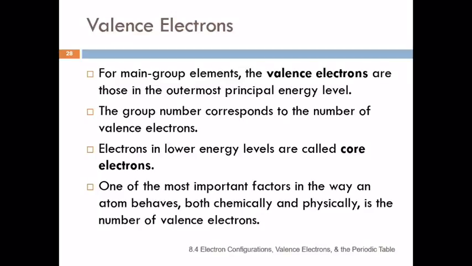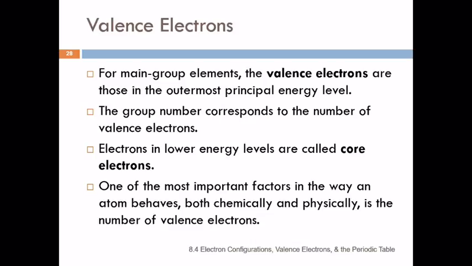Valence electrons. When we say valence electrons, we're referring to the electrons that are in the outermost principal energy level. We think of valence electrons when we talk about the main group elements. The group number corresponds to the number of valence electrons for all the elements in that group. Electrons that are not valence electrons are called core electrons. They're on the inside. So valence is on the outside, core is on the inside.